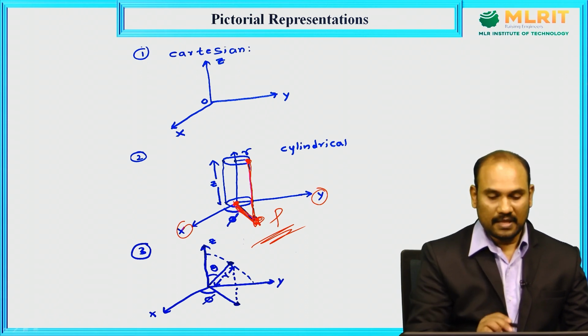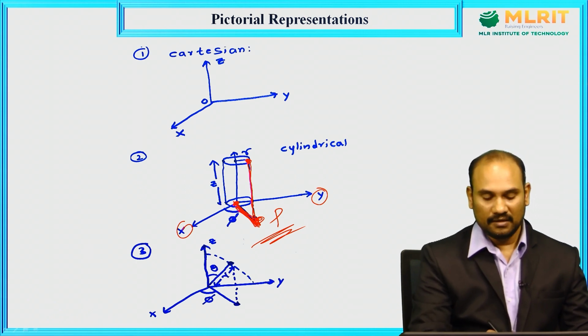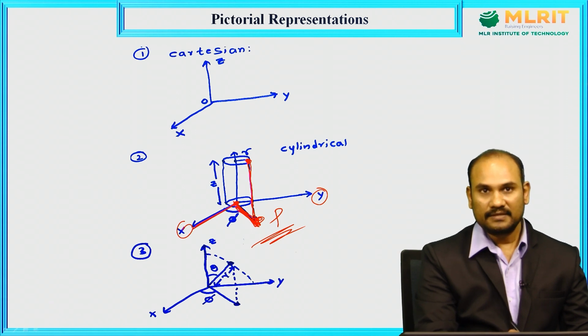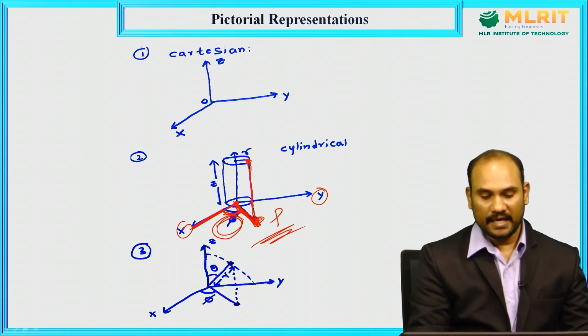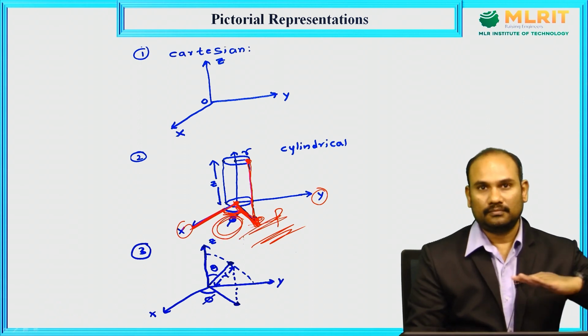Now, the angle made by the line joining P and the center, the angle made by this line with respect to the x axis, this angle is known as phi, the azimuthal angle. XY means floor, the horizontal plane.